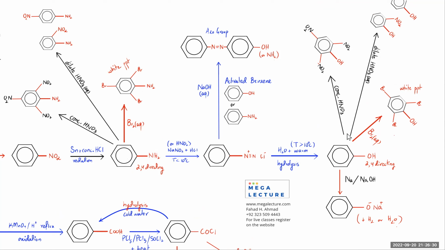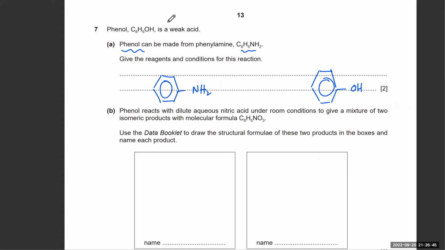Phenylamine turning all the way into a phenol. So all you have to do is turn it into a diazonium ion and then warm it. The whole ion will decompose in water and turn into a phenol. So that's what you're going to do.